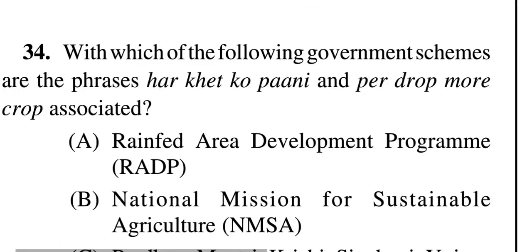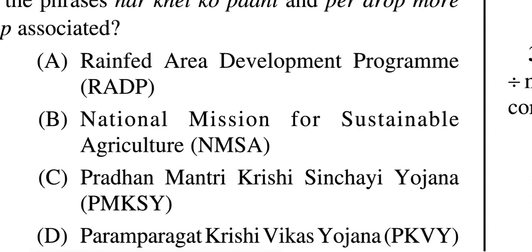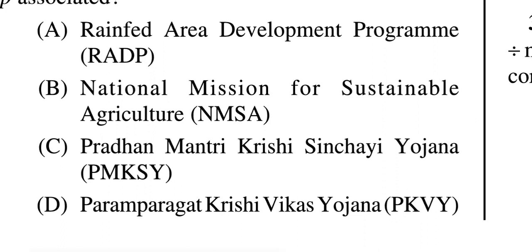That's all. Next question, it says, with which of the following government schemes are the phrases "Har Khet Ko Pani" and "Per Drop More Crop" associated? Let me reiterate the question. Options are Rain-Fed Area Development Program RADP, National Mission for Sustainable Agriculture NMSA, Pradhan Mantri Krishi Sichai Yojana PMKSY, and then Paramparagat Krishi Vikas Yojana PKVY.